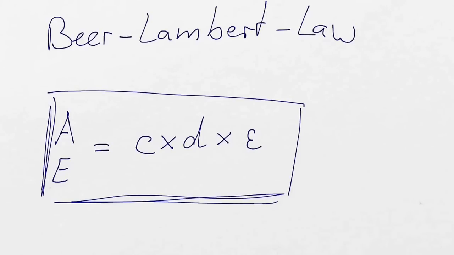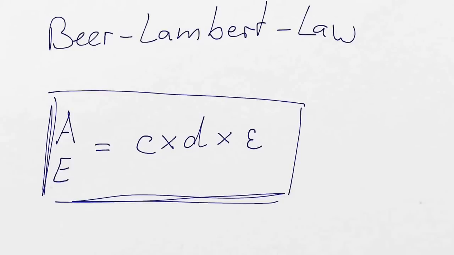Now, this is an absolutely crucial equation that you must learn and must be able to apply. And if I phone you on Sunday morning, 2 o'clock, and I say, what is the Beer-Lambert law? You have to tell me absorbance equals concentration times path length times the extinction factor. And then I'm a very happy person.